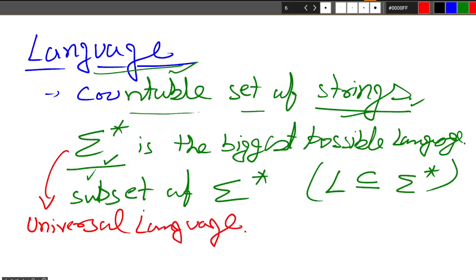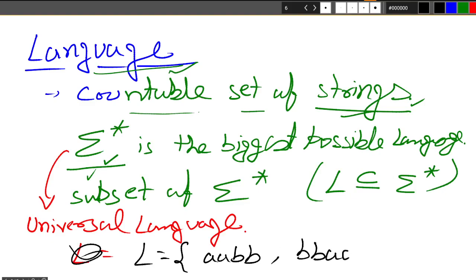Okay. Usually, how do you represent a language? A language L can be represented as a set. Sometimes, if we have a small number of strings, we can represent the strings themselves. Suppose this language can accept only two strings, ABB or BBA. Just two strings can be accepted by this language. So it can be represented like this.